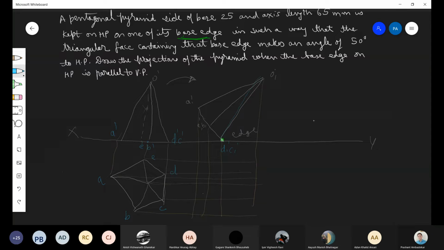So this A will come where? A will come on this line here. So this will be A1, B will come on this line, so this will be B1. C is coming here, so C1. D is coming here, and this is D1, and E is coming here, so this will be E1. And here we have O1. Now I can join it like this.